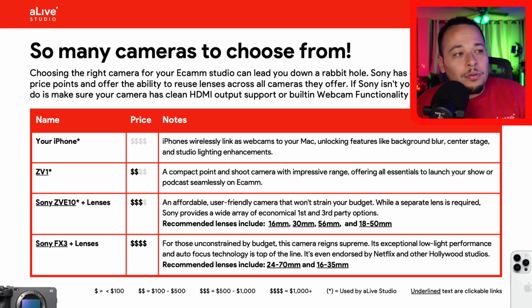I do have a price guideline down here. One dollar sign means it's less than 100 bucks. Two dollar signs is 100 to 500 bucks. Three dollar signs is 500 to 1,000 bucks. Four dollar signs means it's $1,000 or more. And then anything with a star or asterisk on it is something that we own and use ourselves.